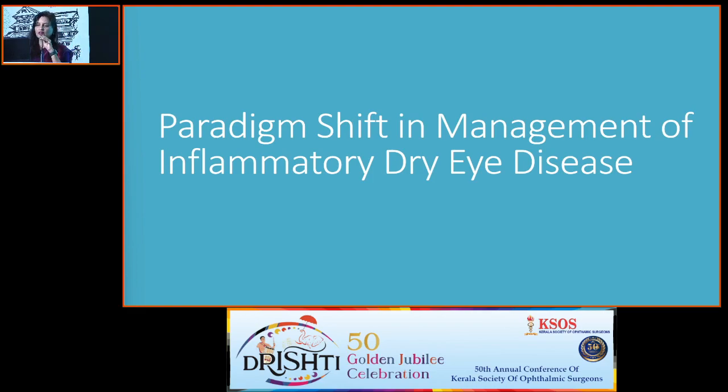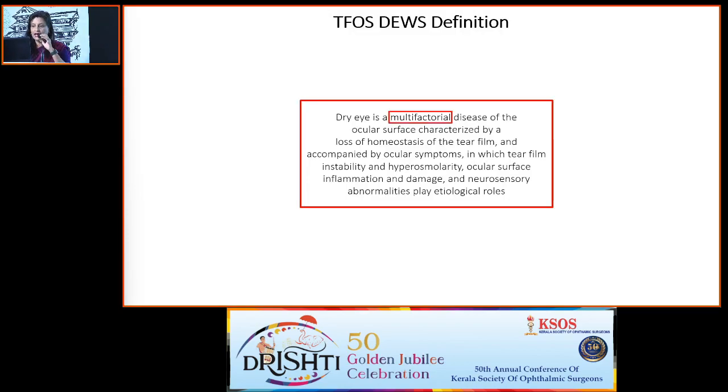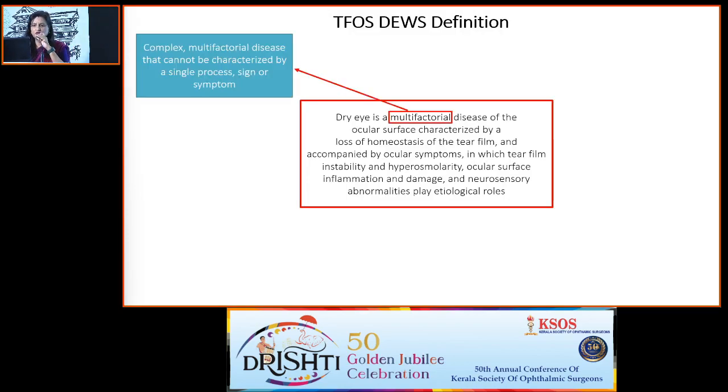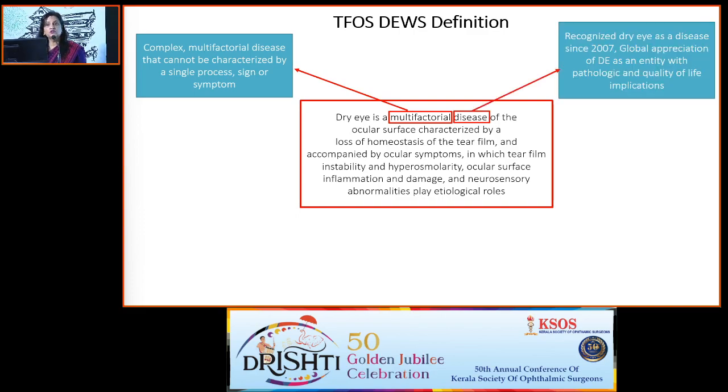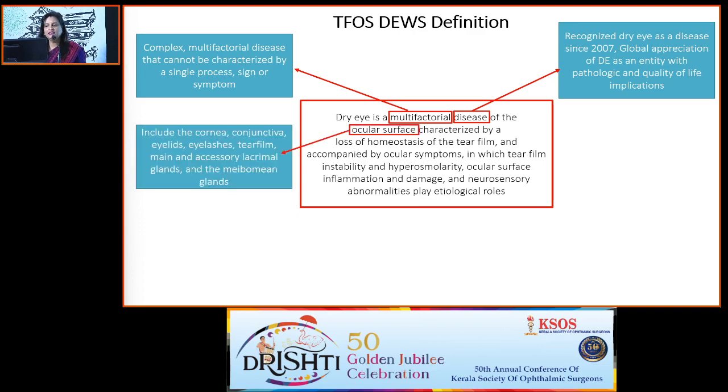So I would be talking to you about the paradigm shift in management of inflammatory dry eye disease. And it is a multifactorial disease. I think this must have been already covered, but it is a multifactorial disease because it's not a single symptom, it's not a single sign. It is something which was recognized from 2007. Earlier it just was passed off as dry eye. Then it is something which actually encompasses the entire spectrum, right from eyelids, lashes, tear film, main and accessory lacrimal glands, and the meibomian glands.